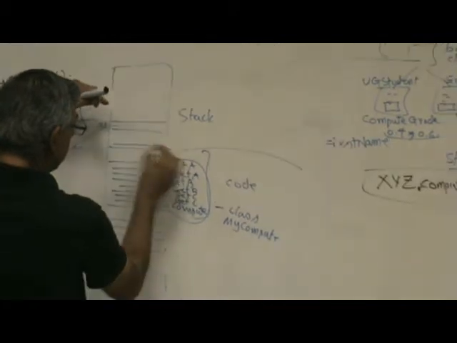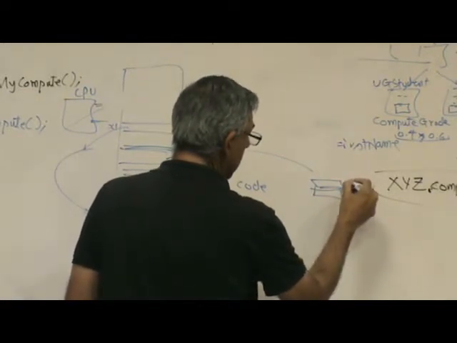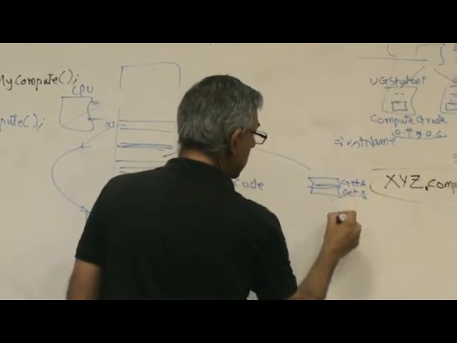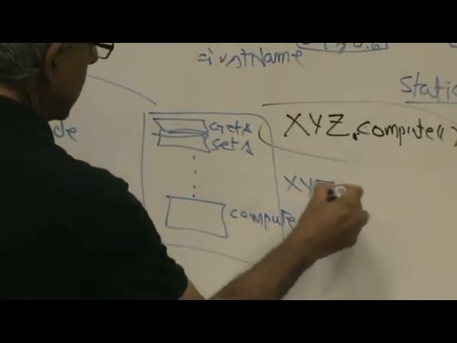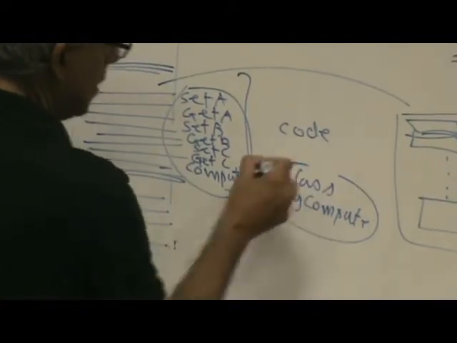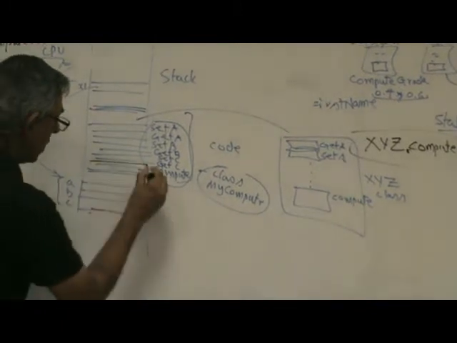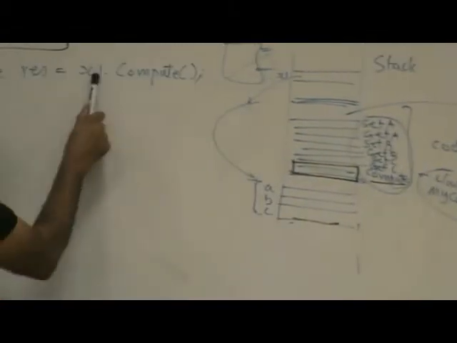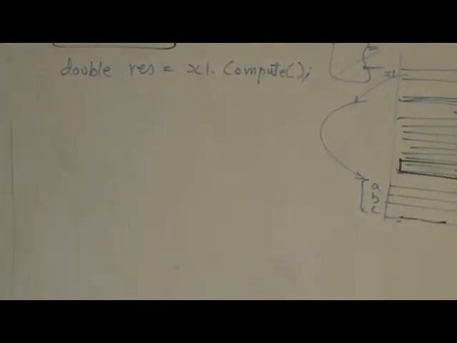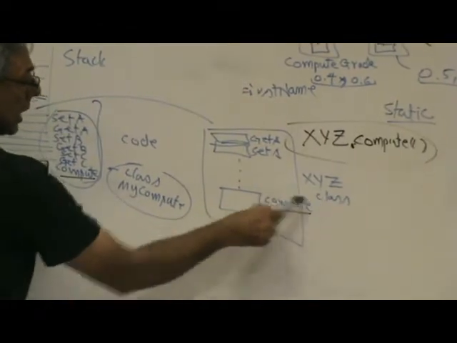So let me pretend our code area goes from here to here. There's more room over here. So there's also get A, set A, and so on, and there's also compute over here. Okay, now this part is for XYZ class, correct? And this was for my compute class. So there's a compute method over here. There's also a compute over here. So the question is, when we write x1.compute, which compute will be called? Will the compute belonging to my compute be called, or the compute belonging to XYZ class?